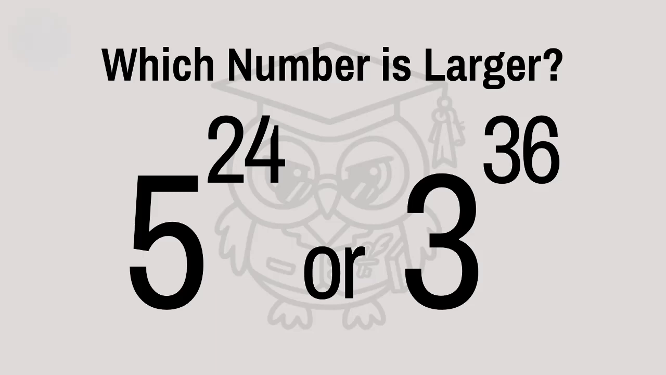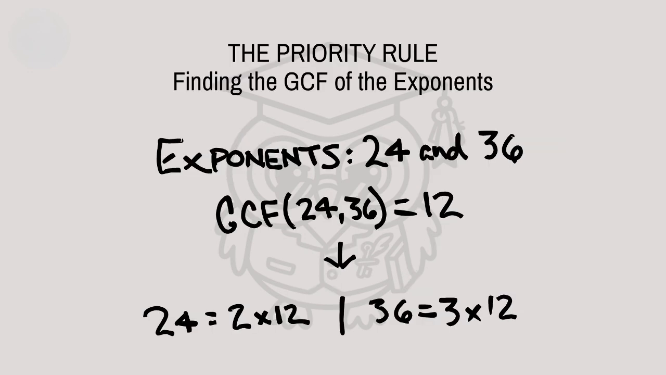Today we are comparing two exponential numbers to determine which one is larger, 5 to the 24th power or 3 to the 36th power. We will find a common structural index to compare them. To compare these expressions, identify the greatest common factor between the exponents 24 and 36. The largest whole number that divides into both 24 and 36 is 12.